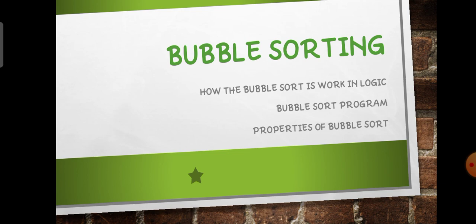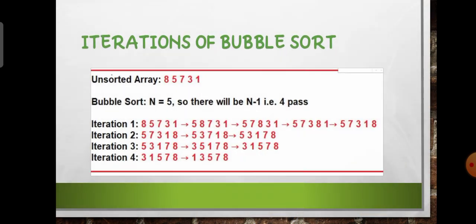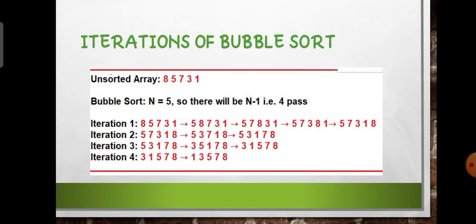After that, what are the properties of bubble sort? These are all the topics to be seen in this slide. And going to the first one, the iterations of bubble sort. This is only the logic for bubble sort.